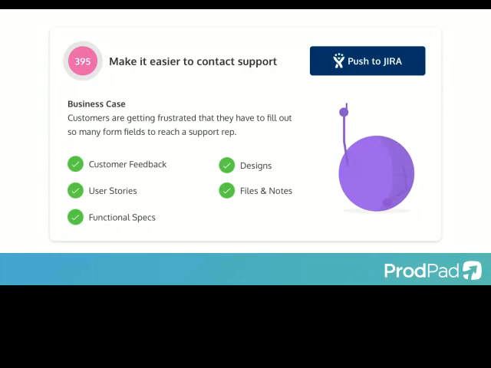Each idea in ProdPad has a bunch of handy fields to help you spec it out. You can capture things like the business case or description of the feature. You can break it down into user stories. You can add functional specs and files and designs and a whole bunch more. Once ready, you can simply click one button to push it to Jira. The idea in ProdPad becomes a ticket in Jira and will land on your board as open or ready for development or similar to that. And this is now an approved, ready to go ticket that lives in your development backlog, ready for developers to pick it up, build it out, and deliver it.